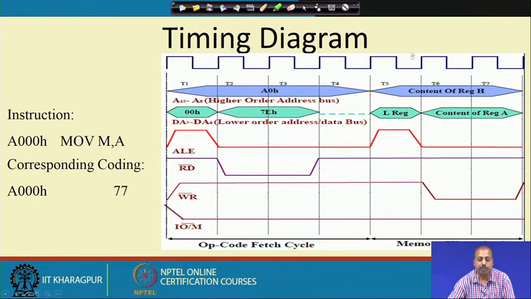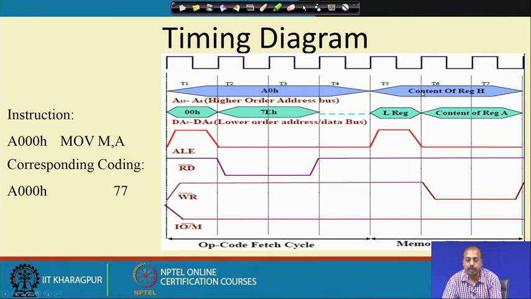Initially, the higher order address bus contains A0, the lower order address bus contains 00, and then ALE is given in the first clock cycle, read bar is given in the second and third. As a result we get the instruction 77 on the data bus. Sorry, this value should be 77, not 7E. The processor will understand that this is a move M comma A instruction. Then it will do a memory write operation, because now the content of the A register should be put onto the memory.